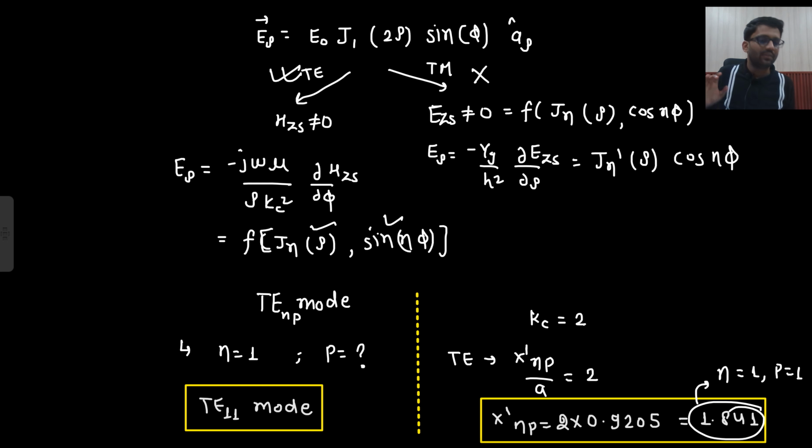Now this value I remember. This value need not necessarily be there in the question, because I remember it. So this value you get for n equals 1 and p equals 1. So this is your TE11 mode. There you go. Right? Because your x dash 11 is equal to 1.841. So this is your TE11 mode.